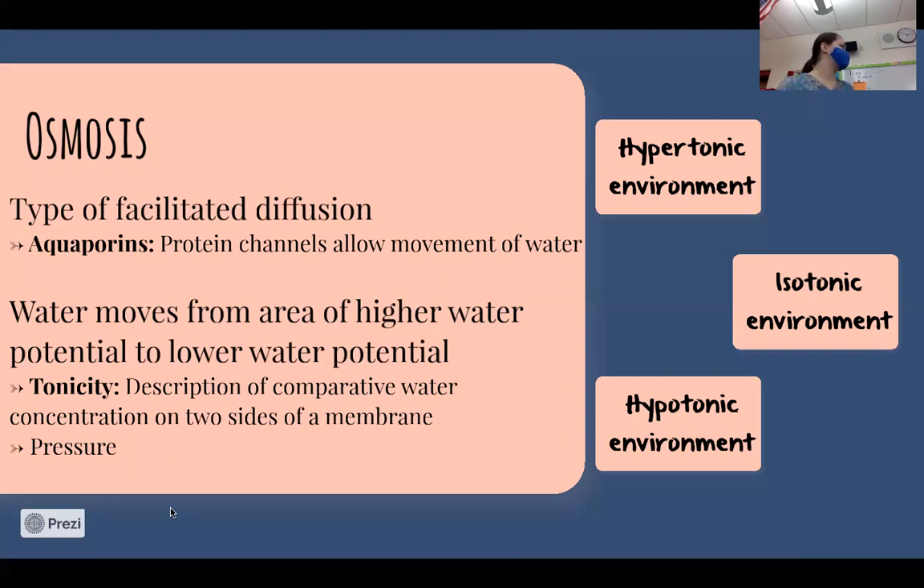And water potential is going to depend on the tonicity and the pressure of a solution. So water is always going to go from where you have a higher water potential to a lower one, and that's going to be dependent on both really what's in the water and is the water being pushed, or is something pushing?